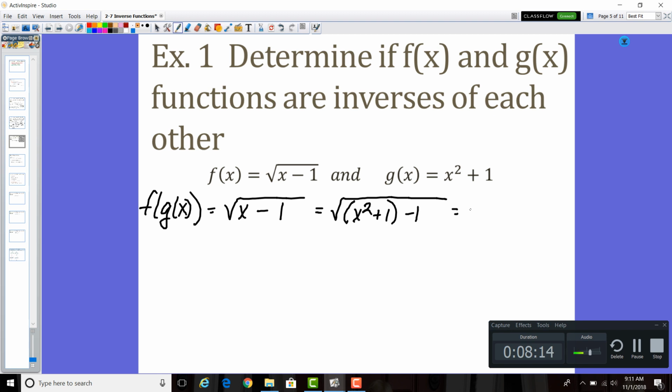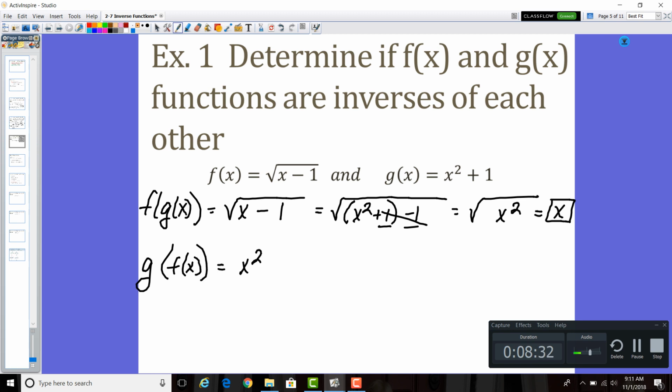We simplify that under the radical. X squared plus 1 minus 1, those cancel, so I'm left with the square root of x squared. The square root of x squared is x. So since that one checks out, we do have to, in fact, do the second composition.